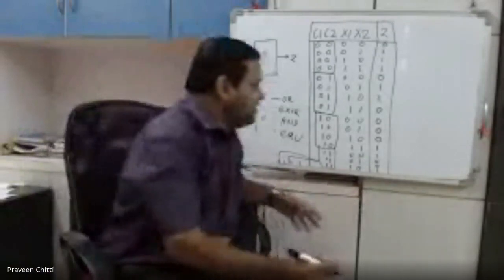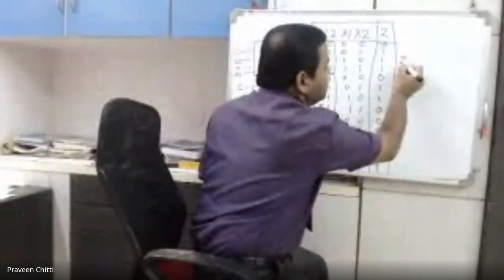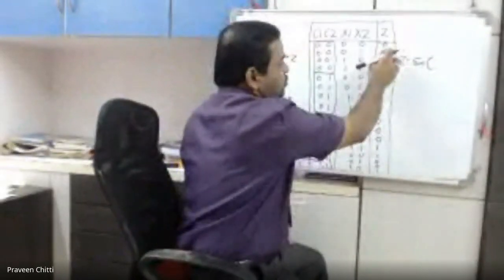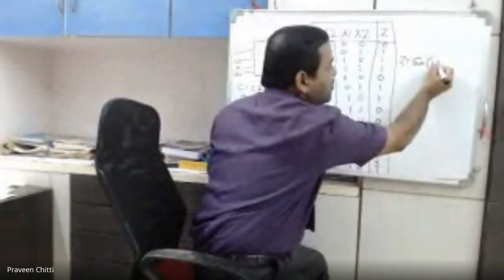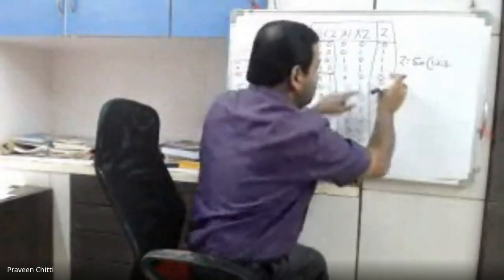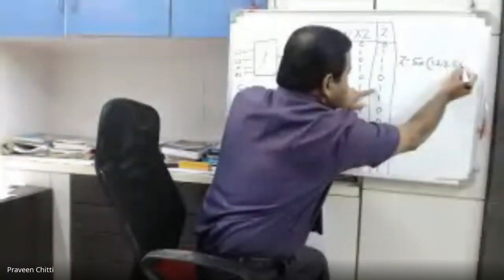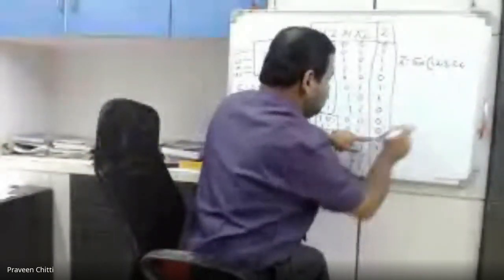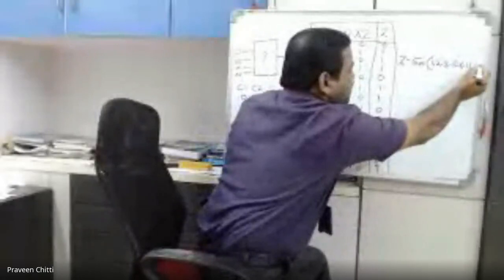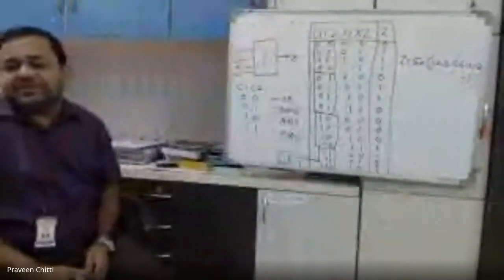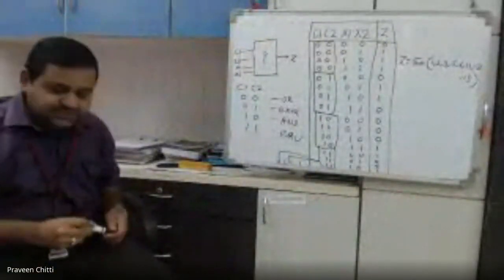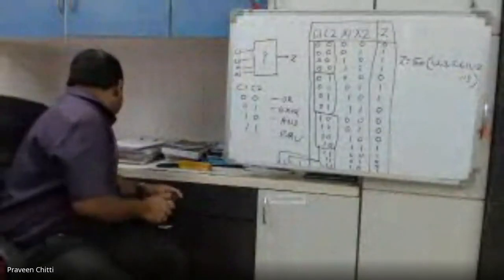Then finally you have to write what is Z in terms of sigma m. You write 1, 2, 3, 4 not there, 5, 6, then 7, 8, 9, 10 is not there, 11, 12, and lastly 15. This is the expression for Z. Right? I hope it is clear.